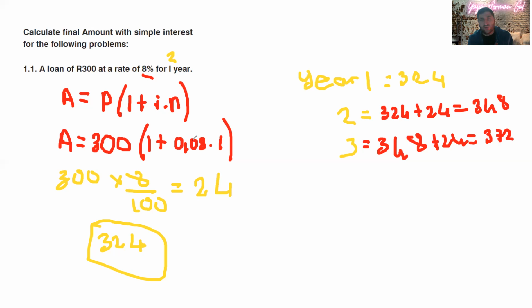Or like I said, you can just put everything in a formula. If it asks for after 5 years, this n is going to be 5, then you will get the answer. But I'm doing this for you to get the logic of this. Okay.